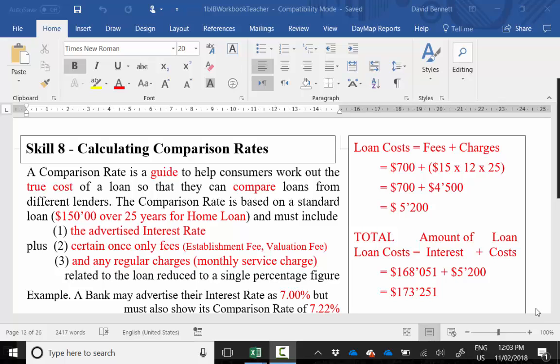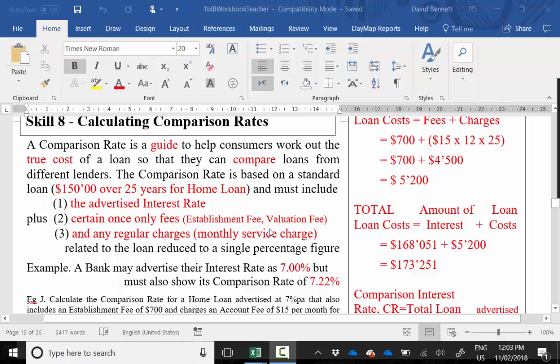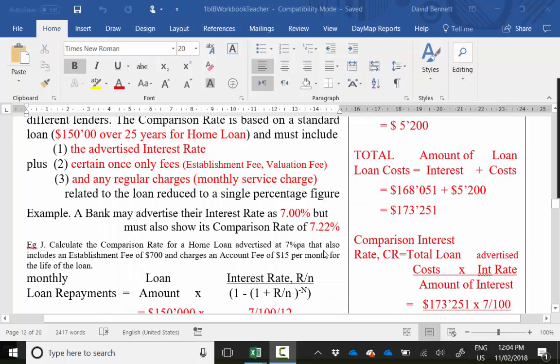So the comparison rate is based on the standard loan over a period of time. In this case, it's $150,000 over 25 years. It must include the advertised interest rate and any once-only fee, such as an establishment fee, or a valuation of your property, and then the other regular charges like a monthly service fee. Banks will advertise their rate, say maybe 7%, and then the comparison rate is really 7.22% based on all the other fees that they calculate.